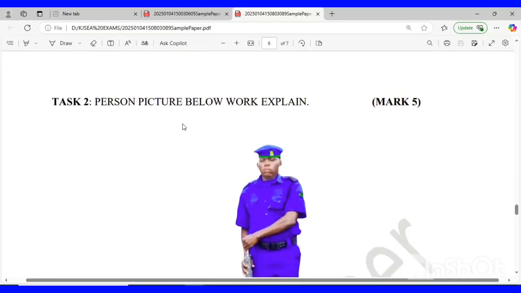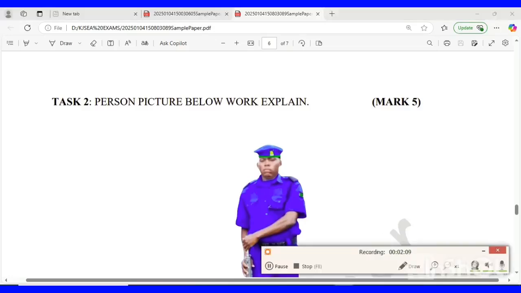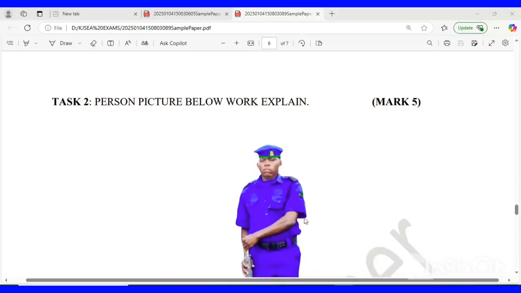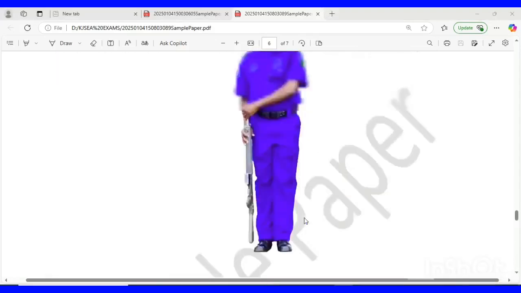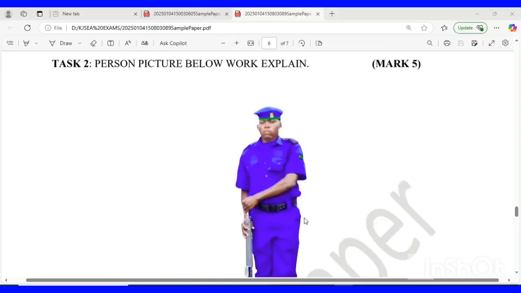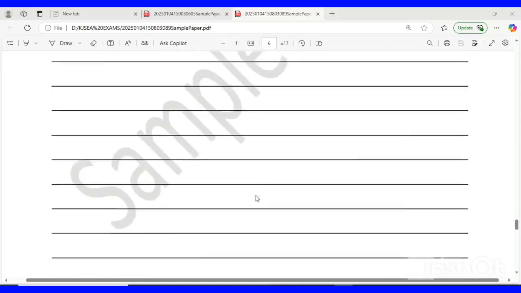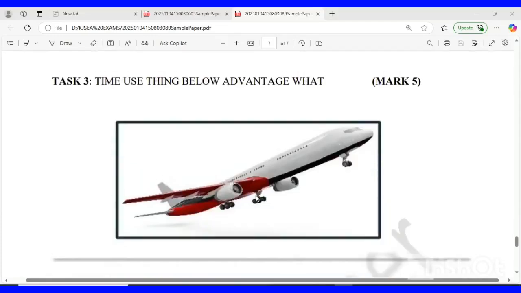Task 2 is person picture below, work, explain. Are you seeing that? You could even wonder what they are talking about, but they know what they are saying and what they want. Next, they will describe this person and the work he does. They will do it in the language they have understood.